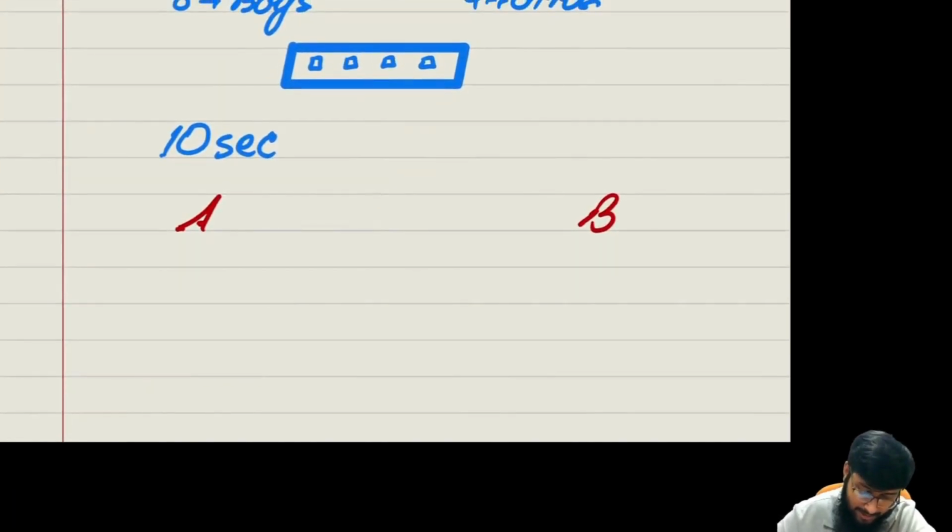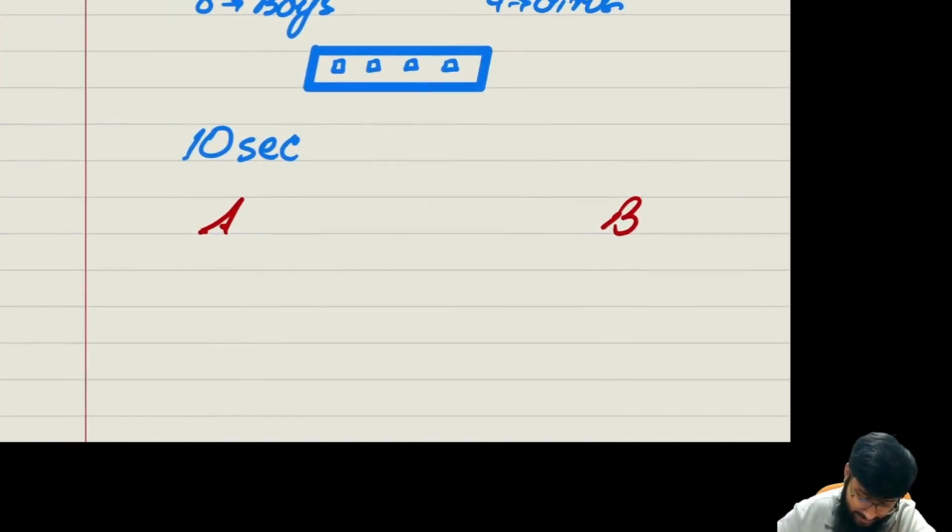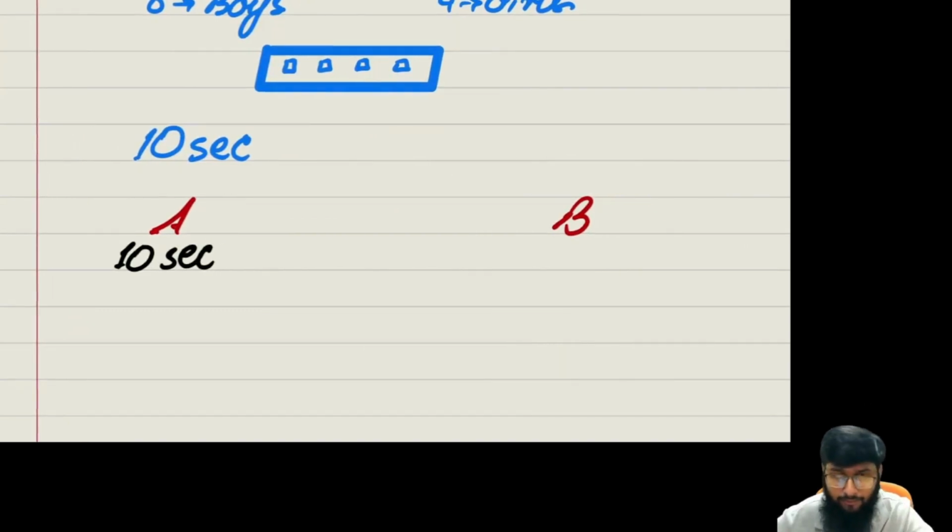So student A says, sir, I will be completing this task within 10 seconds. And student B says, sir, after every 2 seconds, I will be taking a gap of around 1 second, so I need to get refreshed. So he will be doing this similar task within 14 seconds.